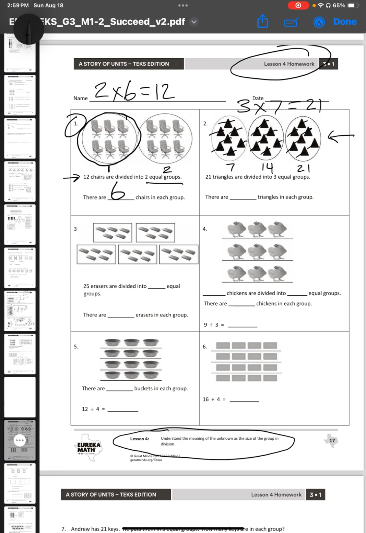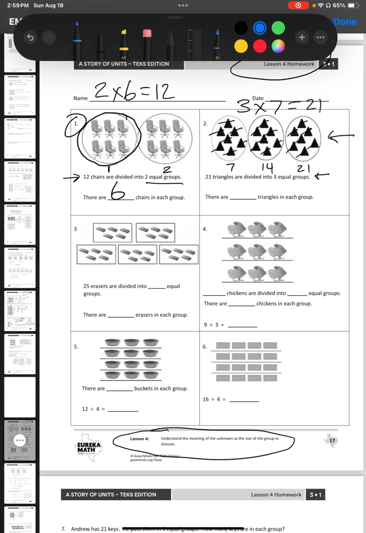Down to the first sentence that they've written, it says 21 triangles are divided into 3 equal groups. There are blank triangles in each group. You can go through on problems like this and simply count 1, 2, 3, 4, 5, 6, 7. The number of objects in a group, and that is going to be your answer. There are 7 objects in every single group.